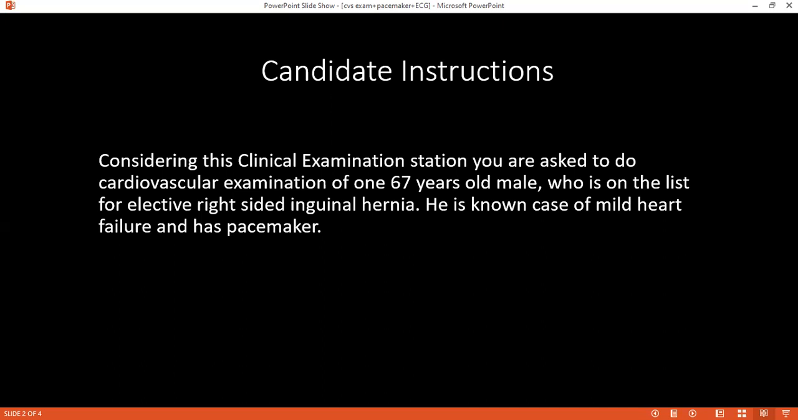Okay. Can you please summarize your examination? Yes, I've examined a 67-year-old male patient who's posted for right inguinal hernia repair. On inspection, the patient had a scar below the left clavicle, and there were no signs of any stigmata of any cardiovascular disease peripherally. There was no cyanosis or clubbing.